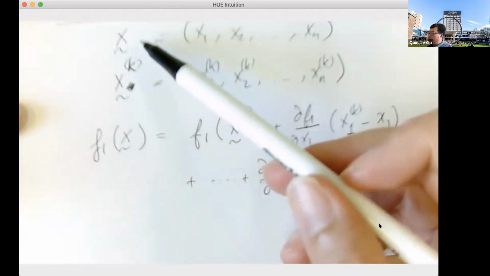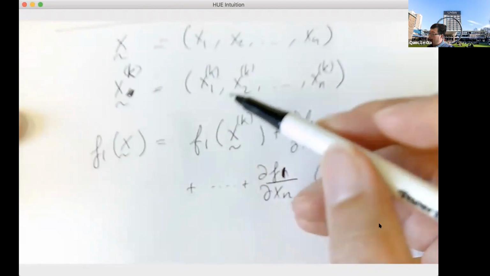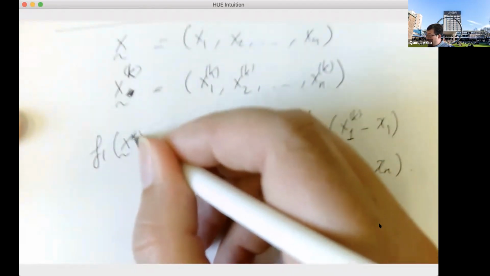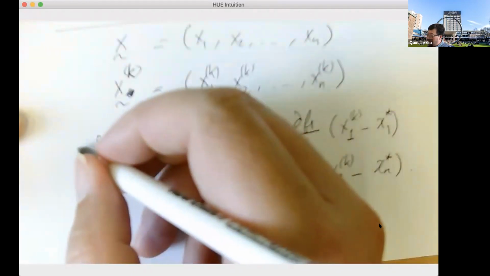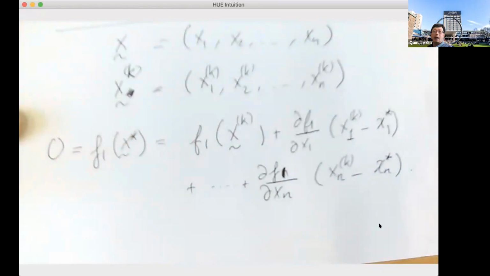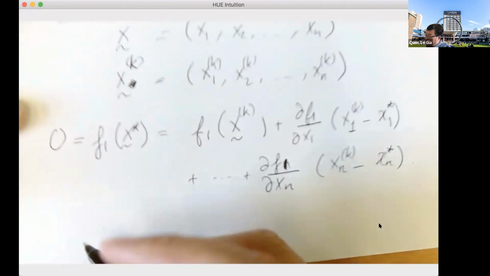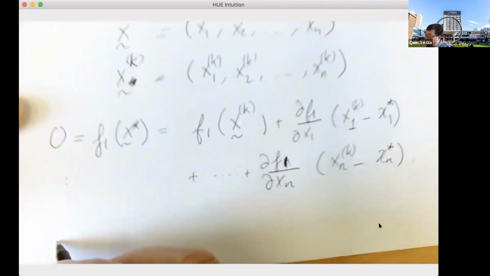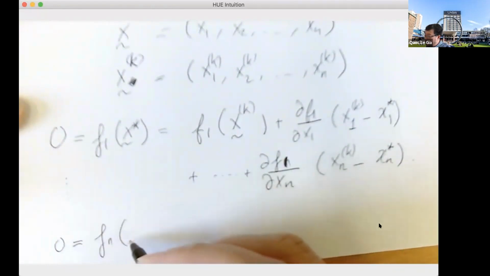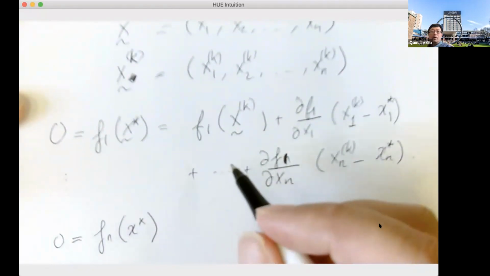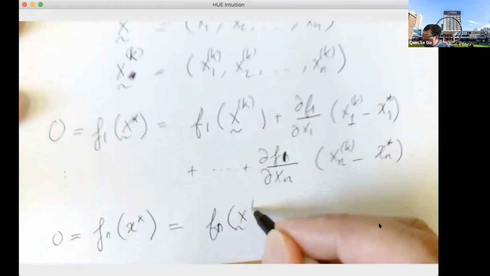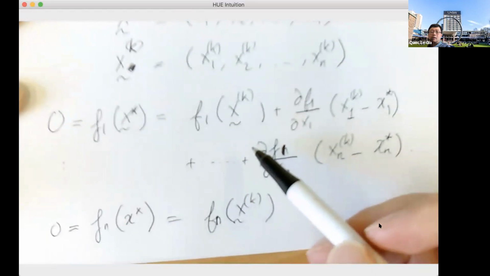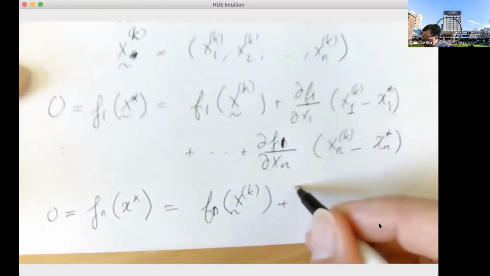And now, if I put x to be x star, then this one becomes star, right? And why do I put x to be x star? Because I want this one to be zero. Because I assume that x star is the zero of the system. Okay. And you do the same for f2, f3, up to fn. So in the end, I have fn of x star equal to fn of xk. Okay, so xk is just some approximation, yeah, of x star, plus partial fn.